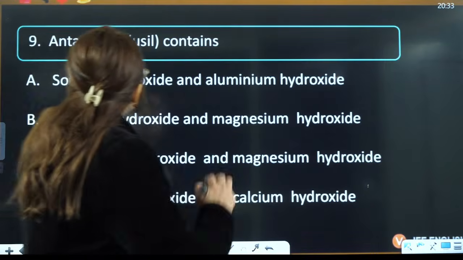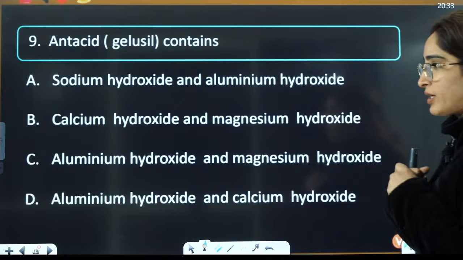Okay. Next question is, antacid Gelusil contains what?